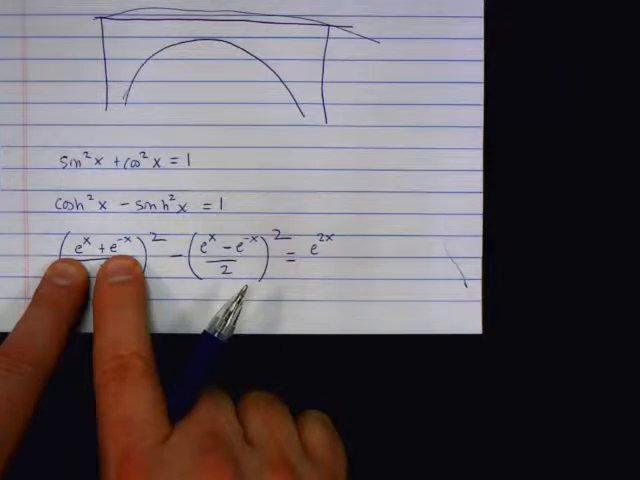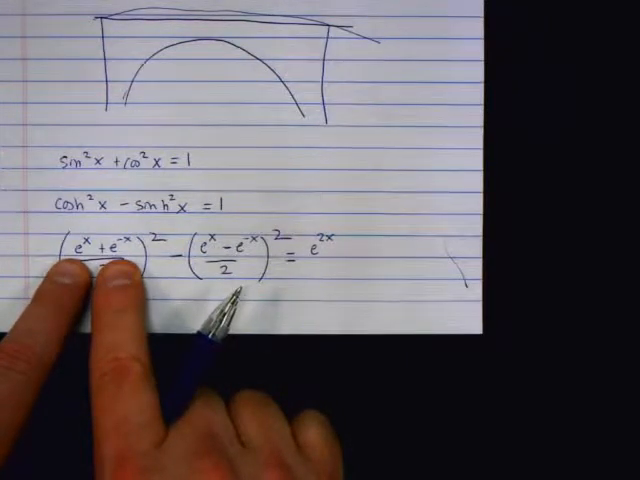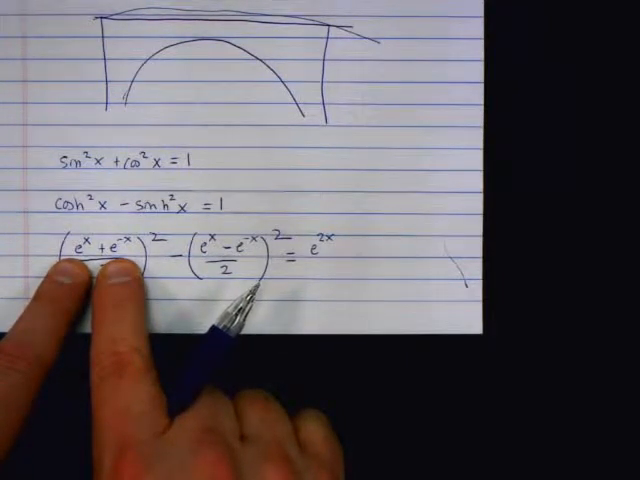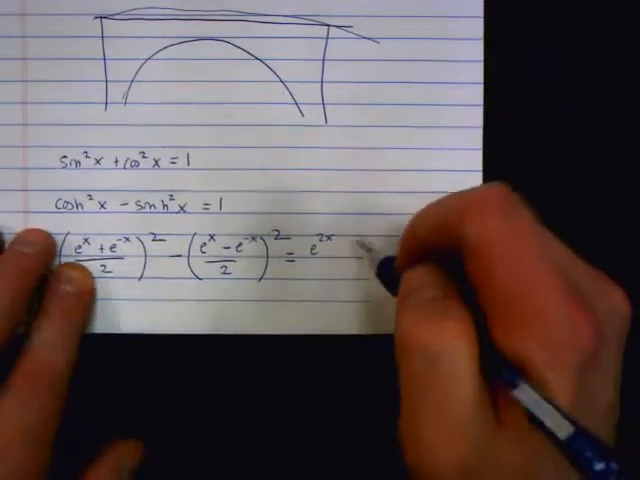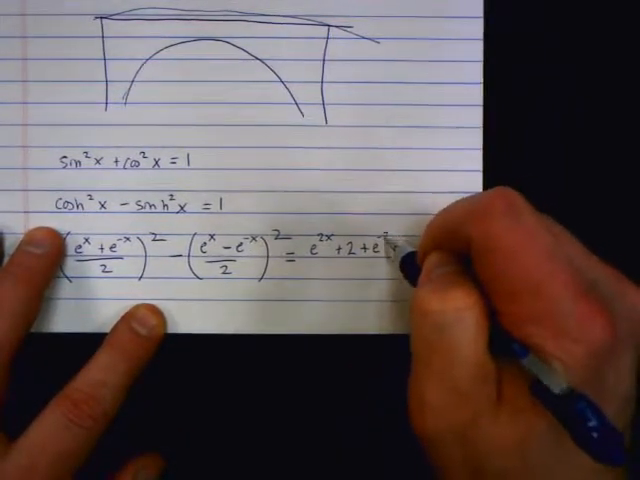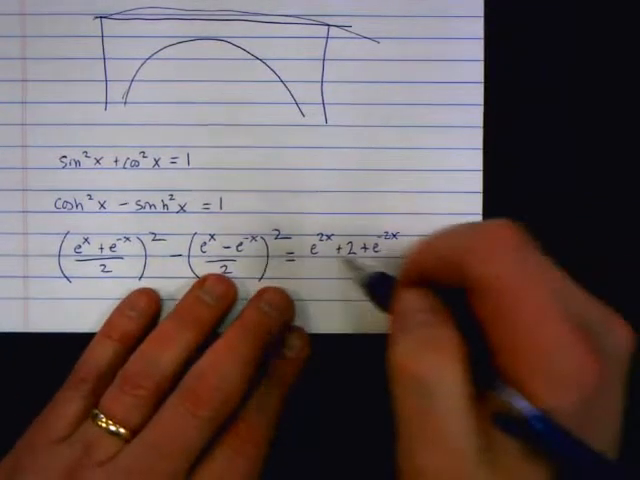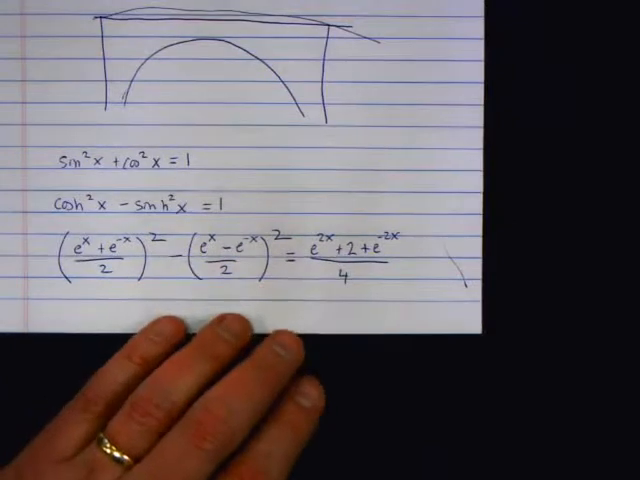No? e to the 0. You add your exponents. When you multiply things that have the same base, you add your exponents. e to the 0 is a fancy way of saying 1, but then I got to multiply that by 2 because I get 2 of them, so that's plus 2. Plus e to the negative 2x. And that's going to be over 4 because I square the bottom.